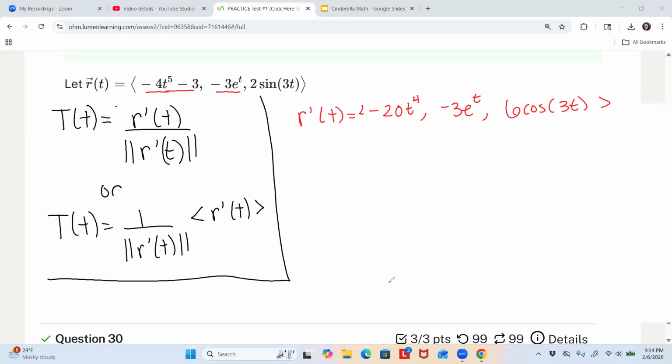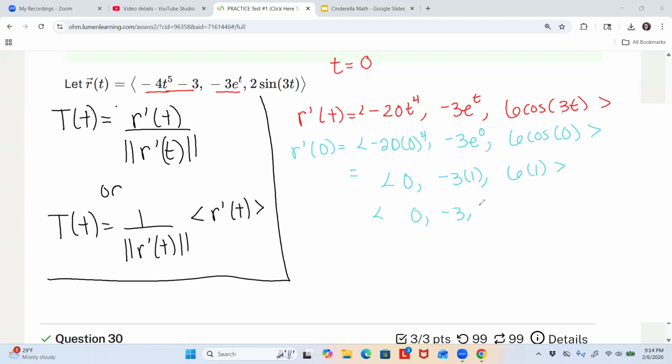All right, but now, I think I covered it up, it did say that we want this at t equals 0. So let's now evaluate r prime at 0. So everywhere you see t, give it a 0. So this would be negative 20, 0 to the fourth, negative 3 e to the 0, and 6 cosine of 3 times 0, which is 0. So this will just be 0, negative 3 times 1, because anything to the 0 power is 1, and 6 times 1. Cosine of 0 is 1. You can get that off the unit circle. So this is 0, negative 3, 6. Okay, that is our r prime that we want there.